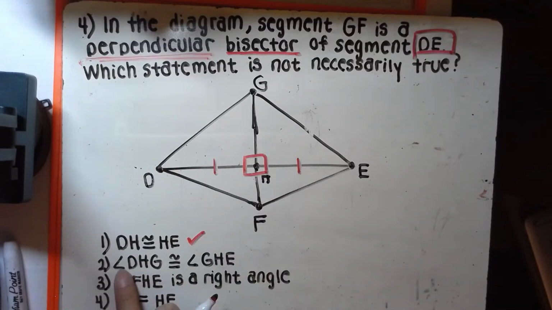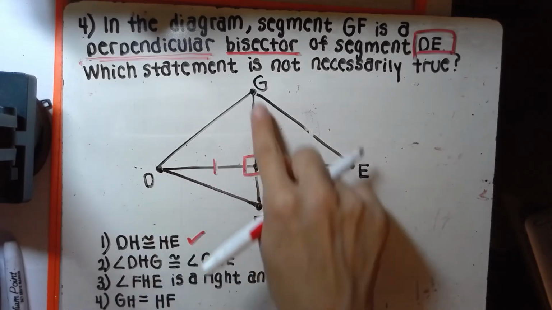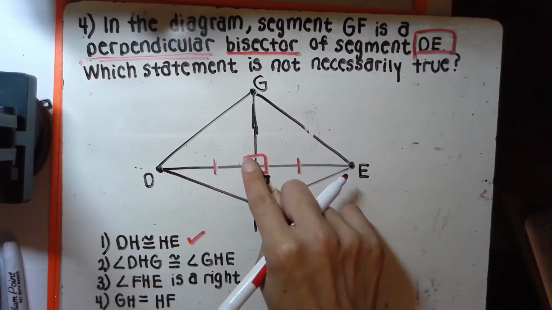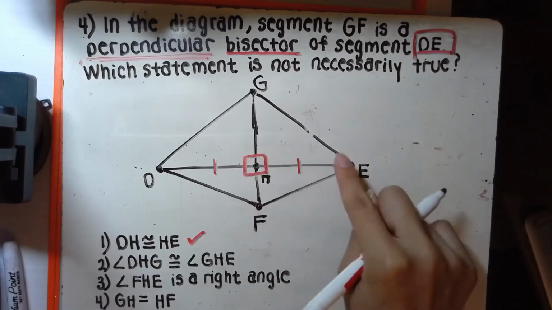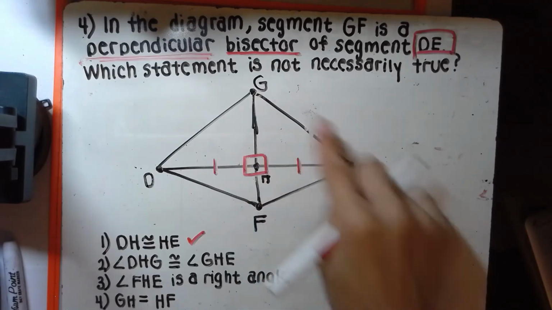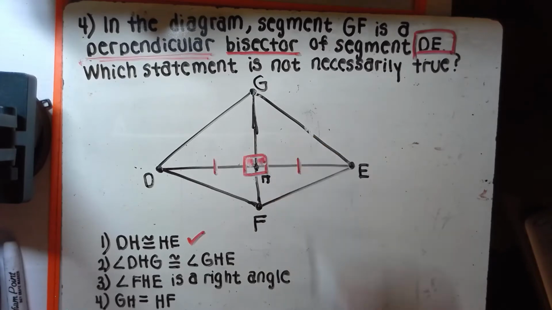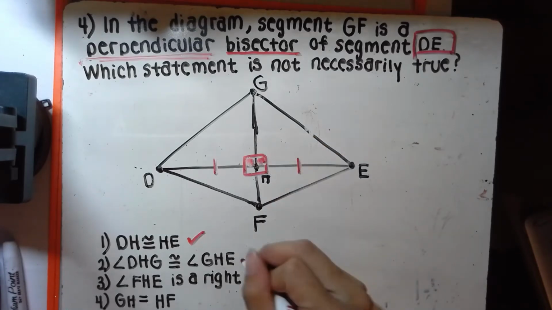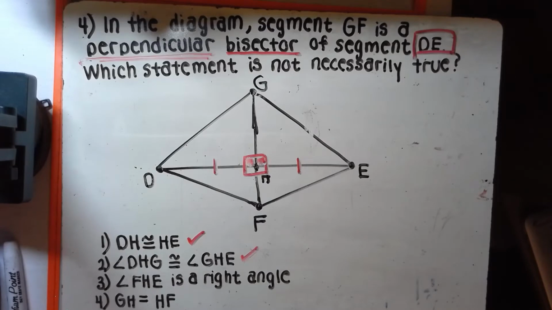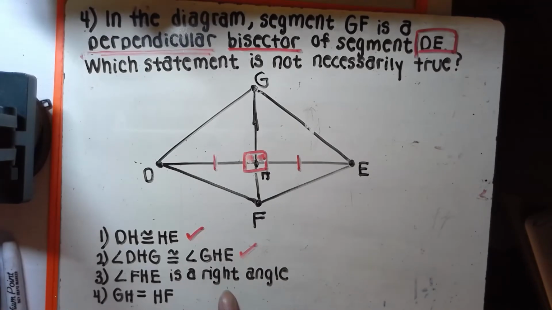All right, what about the second statement? Angle DHG, DHG is right here, is congruent to angle GHE, GHE is right here. So are these two angles congruent? And they are. They're both right angles. They both measure 90 degrees. What about choice 3 here?